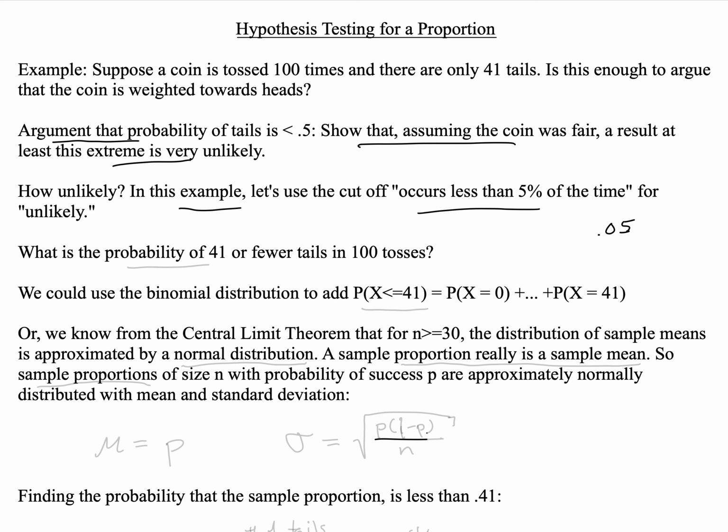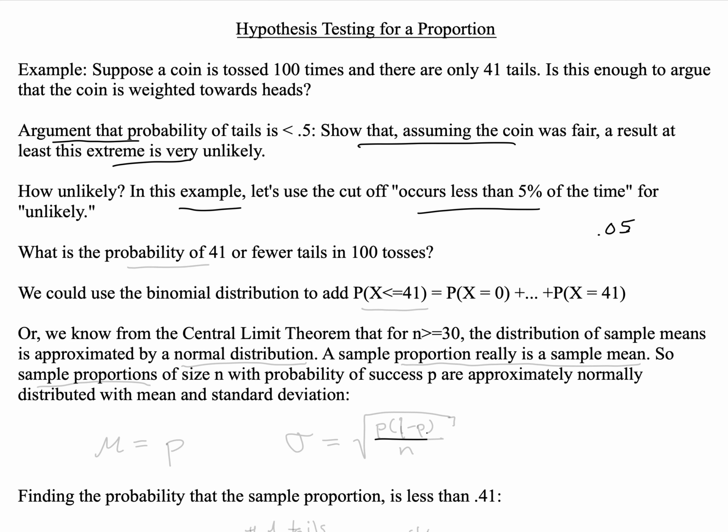Have we done that? Yes, we have in this example. So we showed that the probability that the sample proportion is less than or equal to 0.41 is equal to 0.0359, and that is less than 0.05. That was less than our cutoff of 5%. So this argues that the coin is weighted against tails, weighted towards heads.